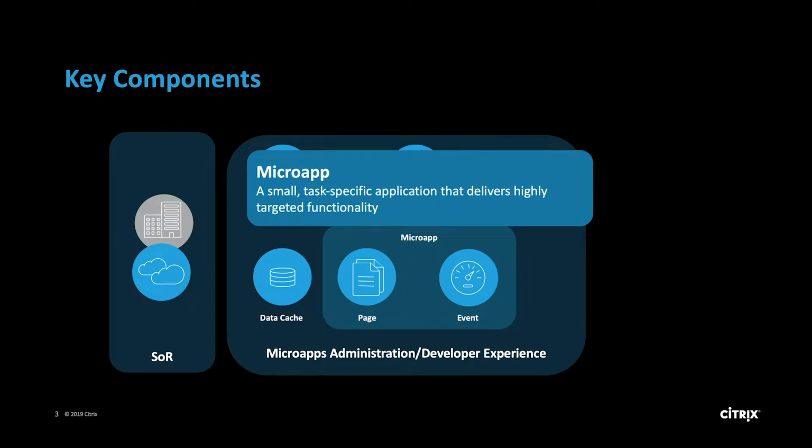What is a microapp? A microapp is a small task-specific application that delivers highly targeted functionality. You can imagine it as, for example, a simple PTO request form where you can fill in and submit your PTO request, and nothing else. This is the microapp. It allows you to submit a PTO request or submit an incident that you identified while working with some internal system in your organization.